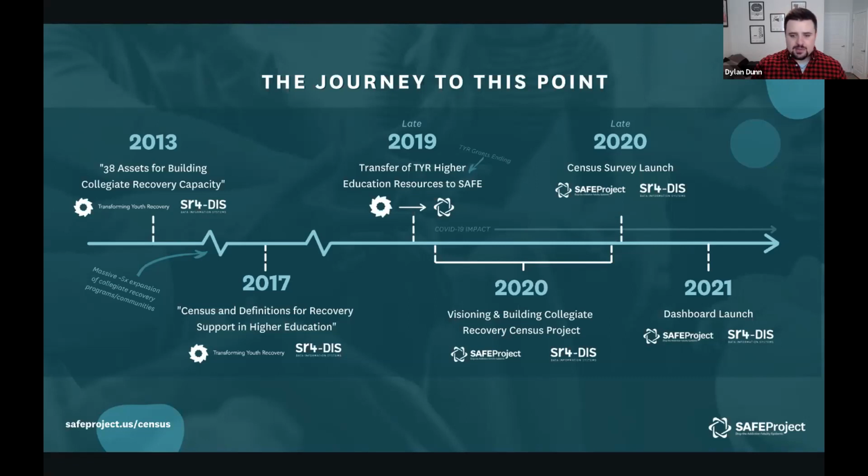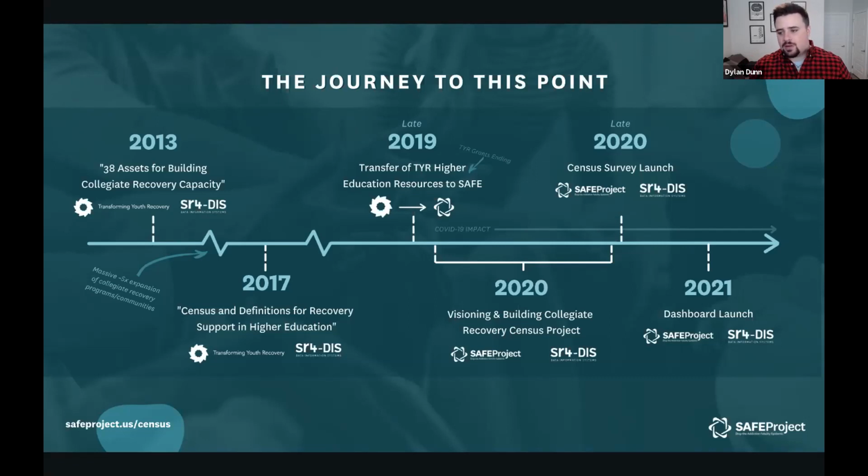And so I was at a school where we received a TYR grant, and so did about 100 other schools. And then in 2017, TYR and SR4 again partnered to publish a lot of the data they had gathered. This was a report called the Census and Definitions for Recovery Support in Higher Ed. And so it was a census, right? It was kind of using the question of what exists and what do we have out there to then come together to create definitions of what even is a collegiate recovery program.